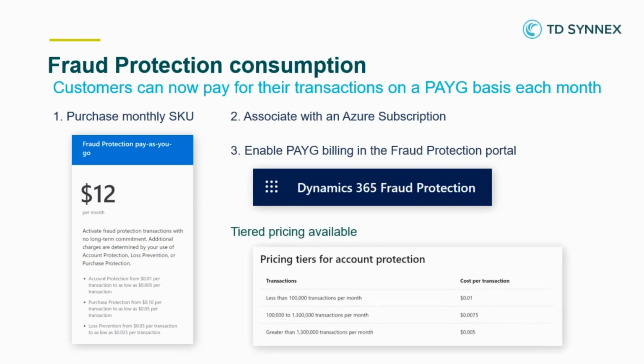There are 3 pricing tiers for each workload with, as you'd expect, prices decreasing as the number of transactions increases. And you can find details of the different pricing tiers and setup instructions at the link shown on the slide.